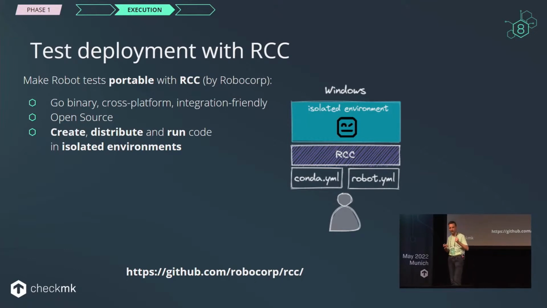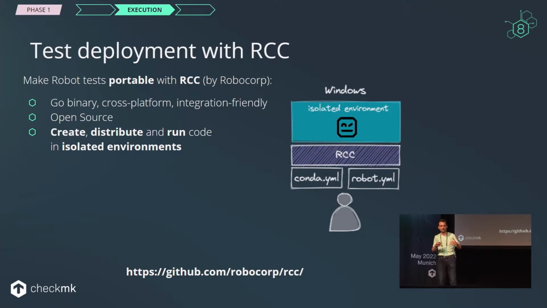Conda YAML specifies the dependencies. What should be installed in this environment? And it fetches all the sources from Conda Forge, for example, Python modules and Node.js, compilers, whatever you want. And the robot YAML defines what should be executed when this task should be run.